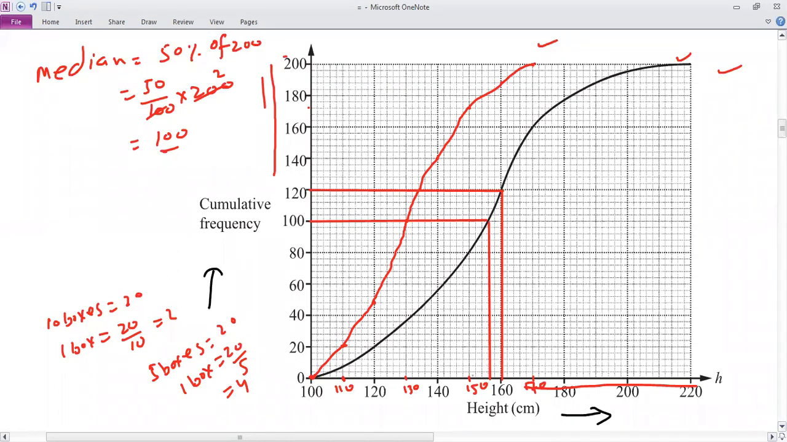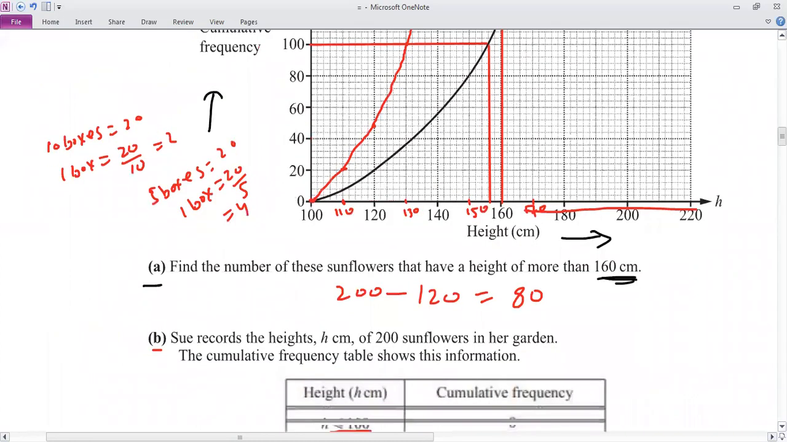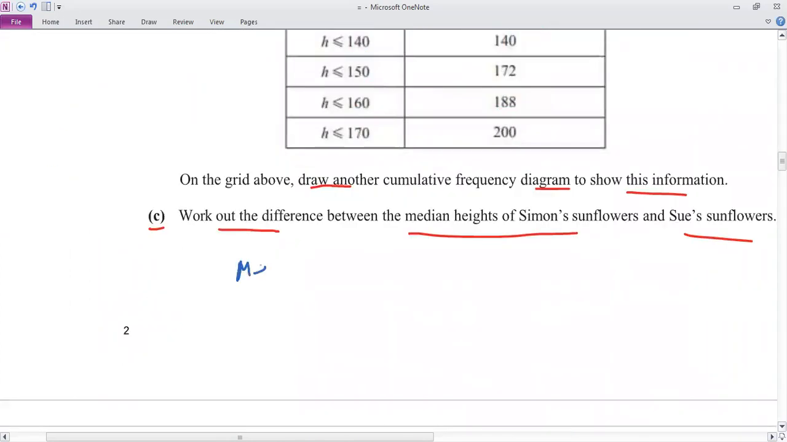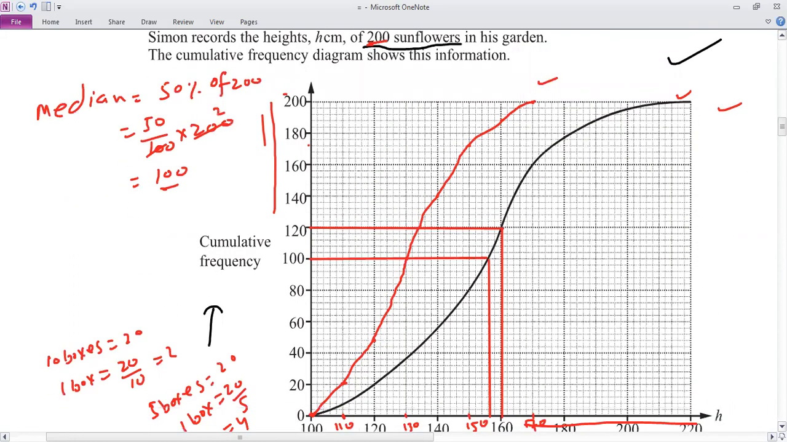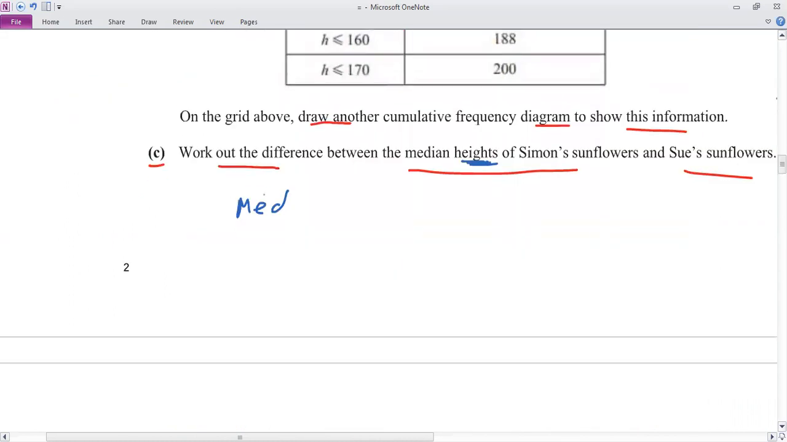Look, 150, 52, 54, 56. So the median for Simon is the median height of Simon, yes, because we are finding median height. Here you took the median of the cumulative, and then from there you will draw the line and you will get the median of Simon's flower height.